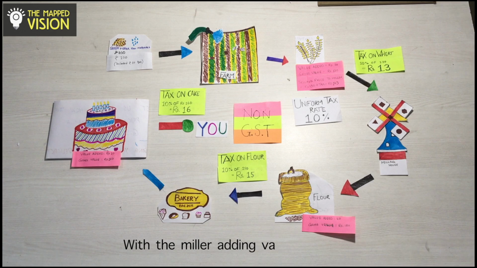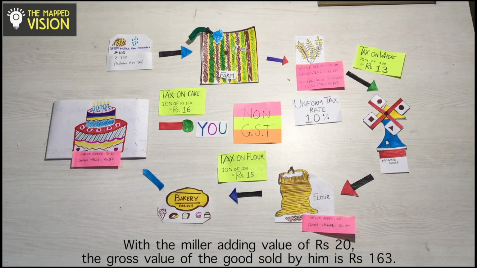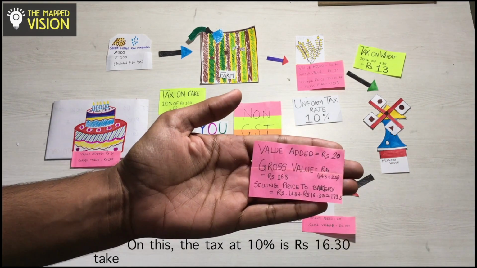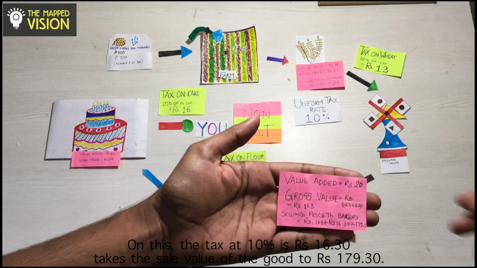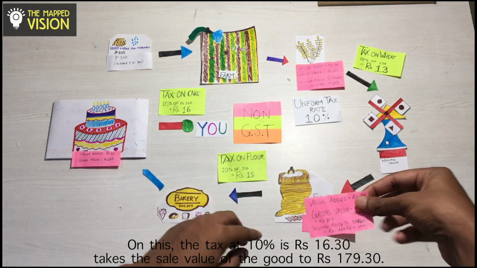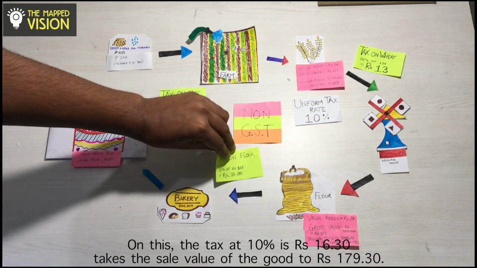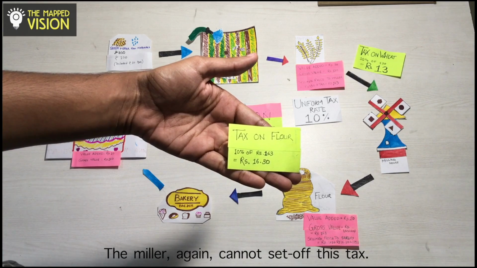With the miller adding value of rupees 20, the gross value of the goods sold by him is rupees 163. On this, the tax at 10% is rupees 16.30, which takes the sale value of the good to rupees 179.30. The miller again cannot set off this tax.